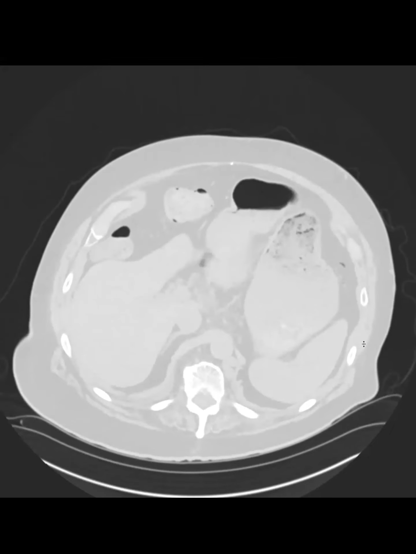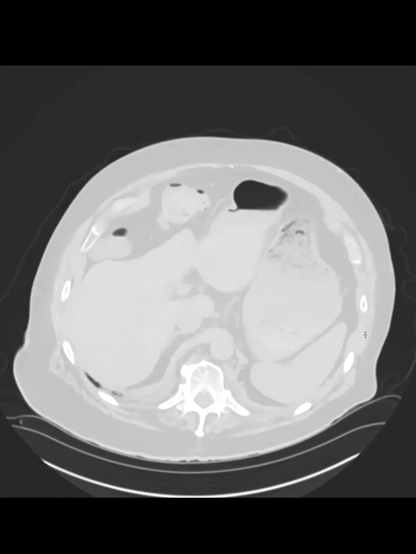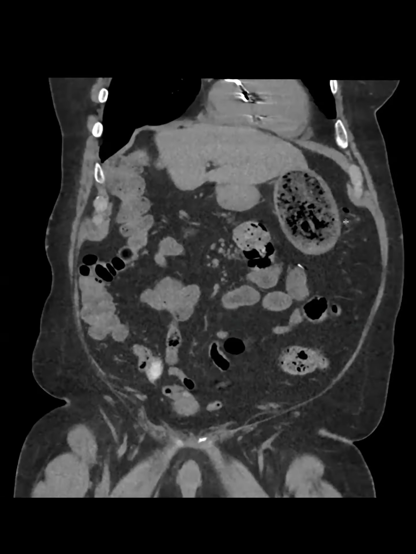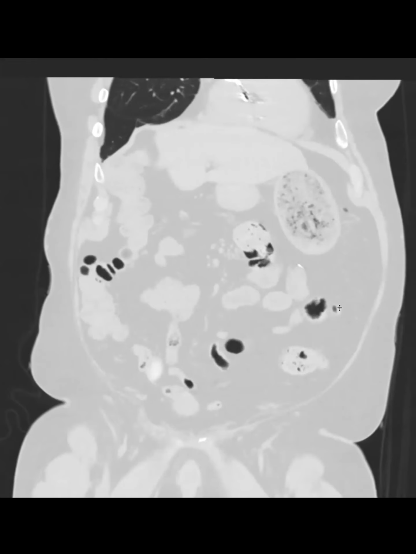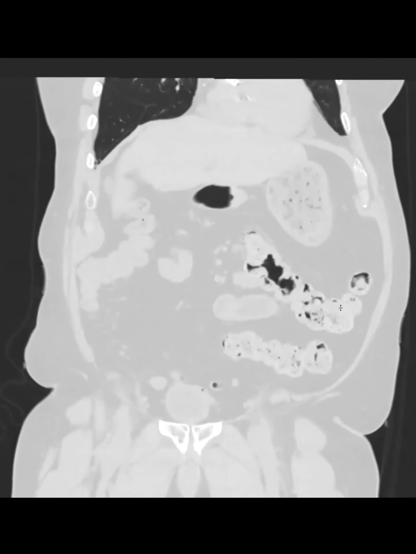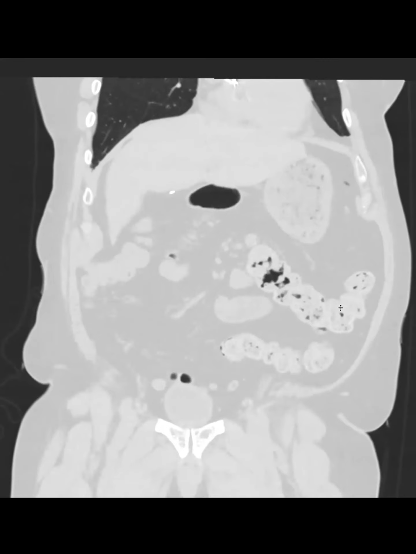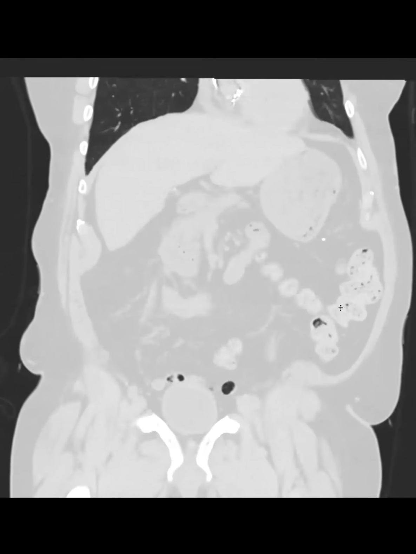Why is she showing us lung windows? Is there free air? Wait, is that? Oh, there are droplets. Oh, there's air in the veins, lateral to the stomach. Yeah. So is there gastric pneumatosis of the stomach with air in the vein?